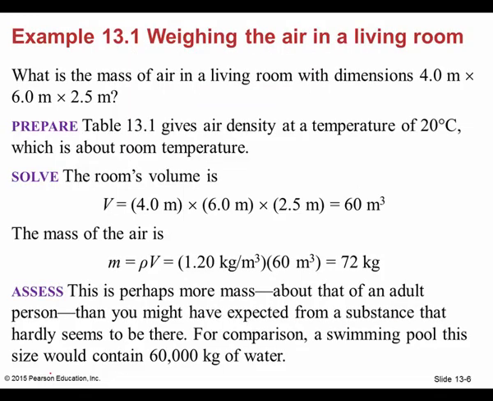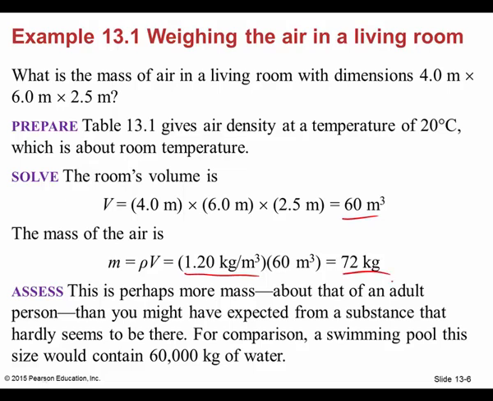Okay, so here's an example. What is the mass of air in a living room with the dimensions 4 by 6 by 2.5? So we first of all have to find the volume. So we multiply 4 times 6 times 2.5. And we get 60 meters cubed. And we look at the table we just had. Air at 20 degrees Celsius has a density of 1.2 kilograms per meters cubed. We multiply it times our volume, and we get 72 kilograms.